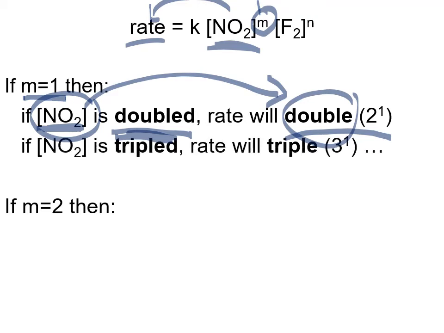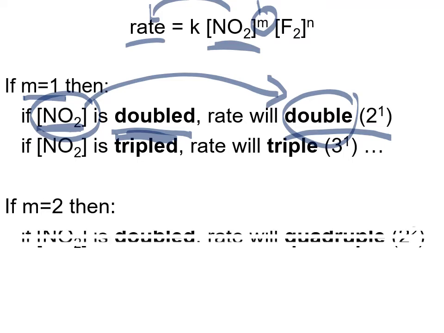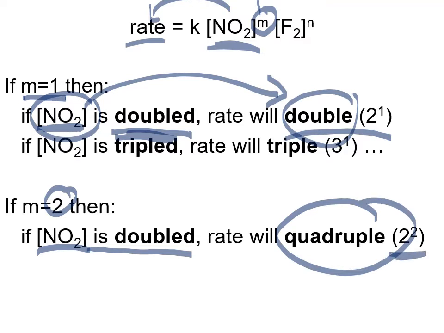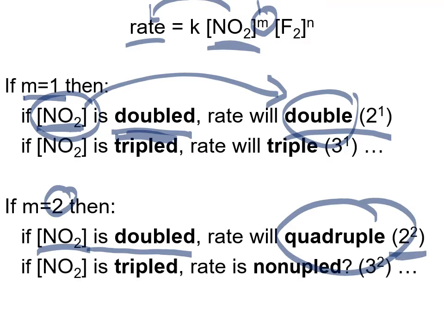However, if M is equal to 2, let's do this. If NO2 is tripled, the rate is tripled. So if you double it, the rate will double. If you triple it, the rate will triple. If M is equal to 2, though, you're seeing an exponential effect on the rate. And so if you had M equaling 2, so the exponent is 2 on the concentration of NO2, then if you doubled the NO2, you wouldn't see a doubling in rate, you'd see a quadrupling in the rate because it's an exponential relationship. If it was tripled, because it is exponential, it would be nonupled, if that's a word.